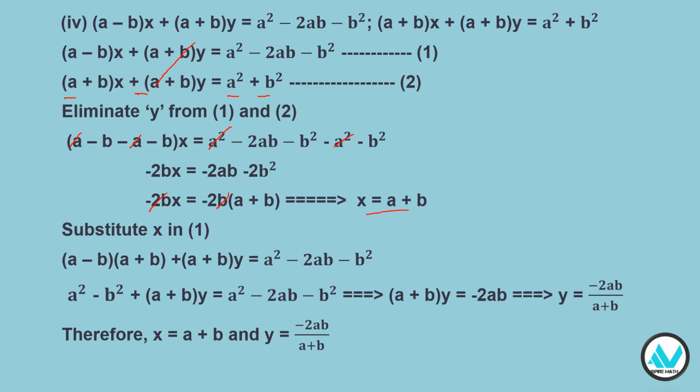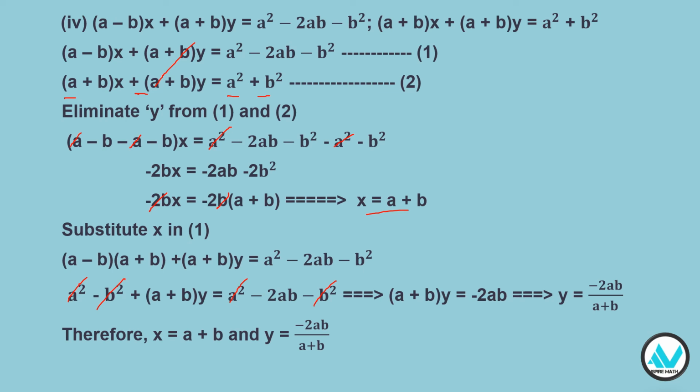Now let me substitute x equal to a plus b in 1. So I get a minus b into a plus b plus a plus b into y equal to a square minus 2ab minus b square. Now a minus b into a plus b is nothing but my identity a square minus b square. Now let me cancel a square on both sides. So I'm going to cancel these two. I'm going to cancel minus b square also on both sides. So I'm left with a plus b y equal to minus 2ab, which gives me y equal to minus 2ab by a plus b. Therefore, the values are x equal to a plus b and y equal to minus 2ab by a plus b.